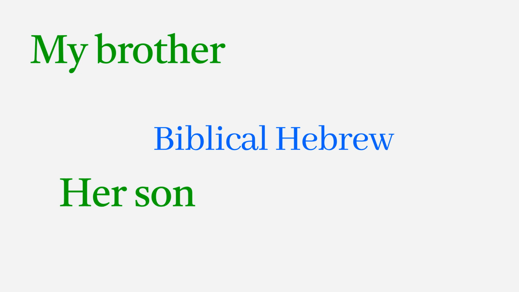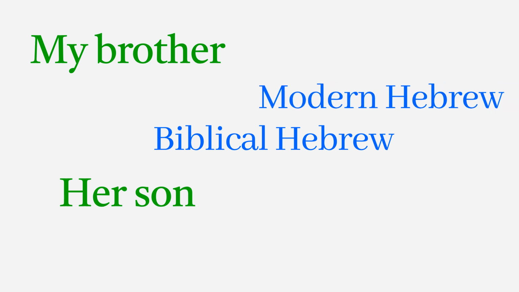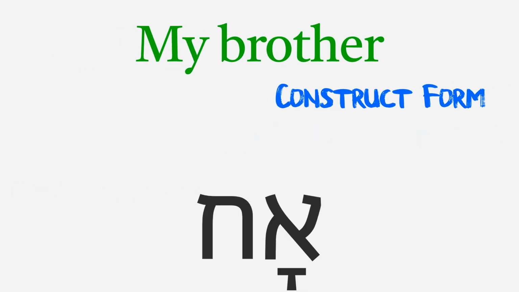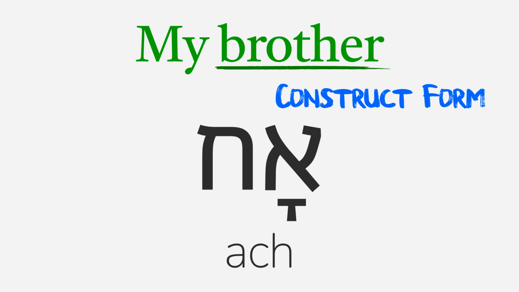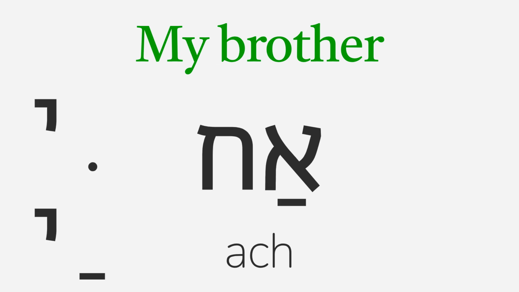This new structure is always used in Biblical Hebrew and is still used in modern Hebrew, especially in formal settings. The way to say my brother with this structure is to take the construct form of the noun ach, brother, which is just ach, and then add one of the two suffixes which we've learned to mean me. When we put these suffixes on a noun in construct form, they will instead mean my.